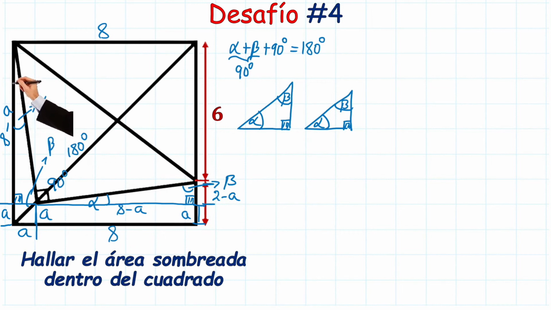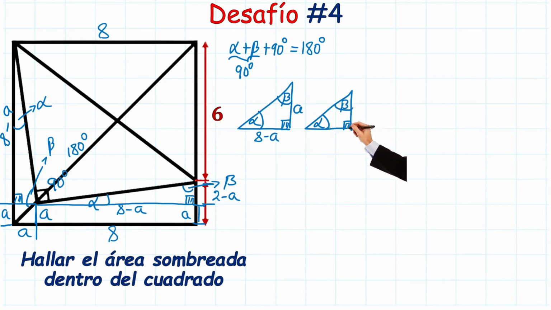Perfect. So the alpha angle with the 90-degree angle connects with this line measuring 8 minus a. Alpha angle, 90 degrees, this has to be 8 minus a. And this side that connects the beta angle with the 90-degree angle is the side between the beta angle and 90 degrees.